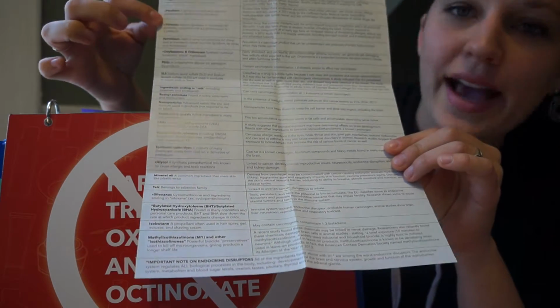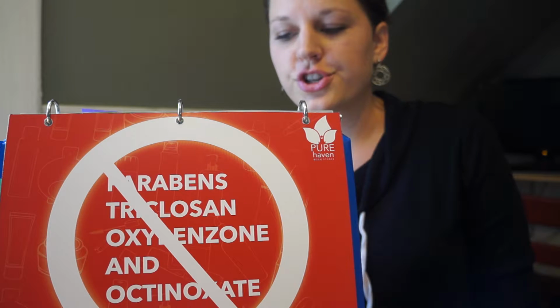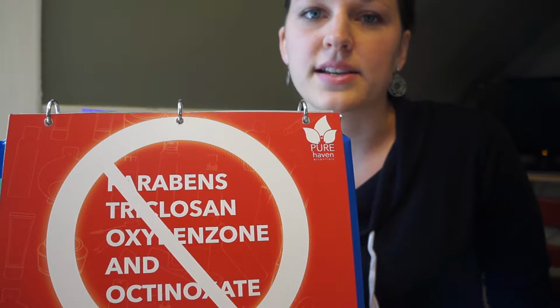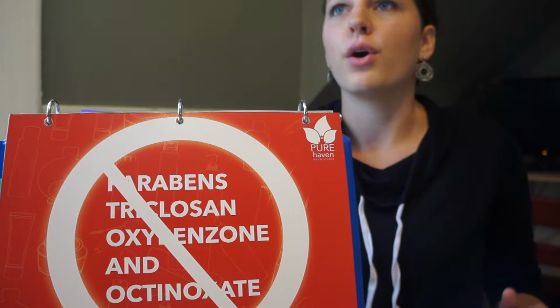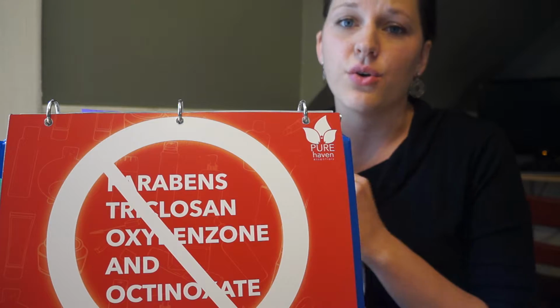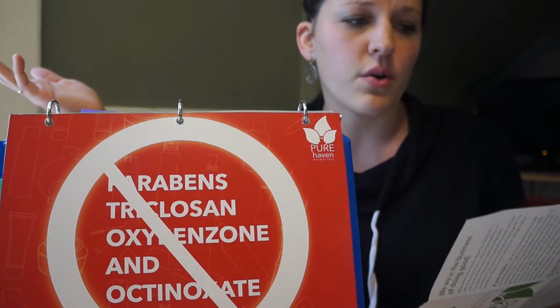So the next one we'll look at is parabens. It's the next one down on your list. Parabens mimic estrogen and are suspected to be linked to breast cancer. This is so important because I've talked to multiple breast cancer patients who were not told in their treatment to avoid products with parabens. And why is this so important?